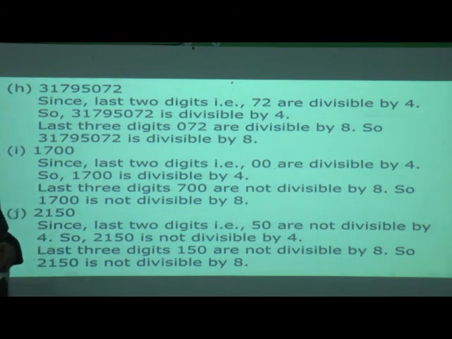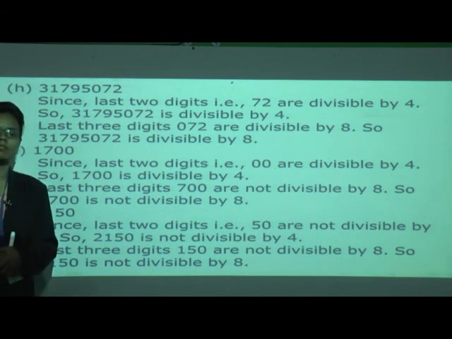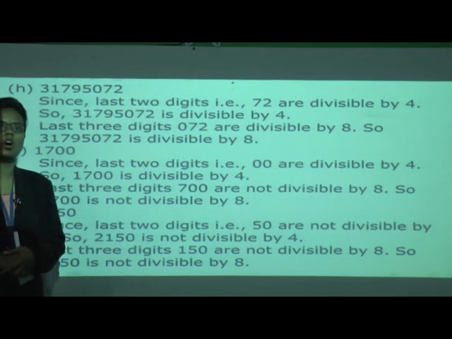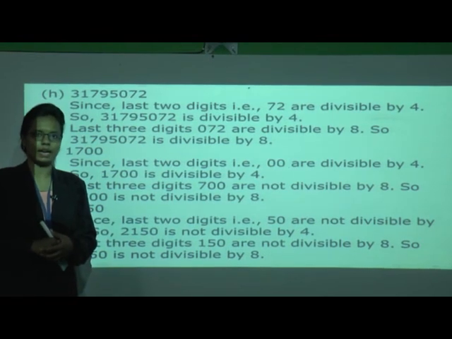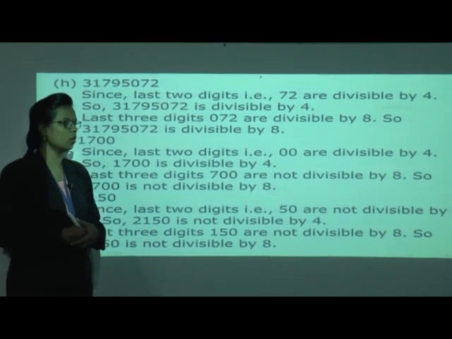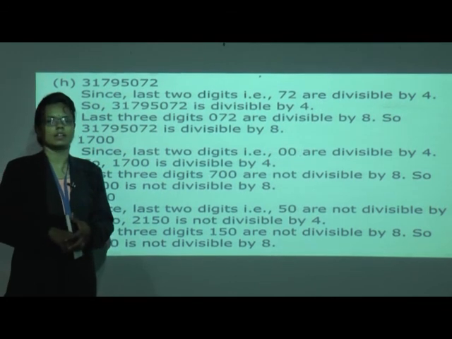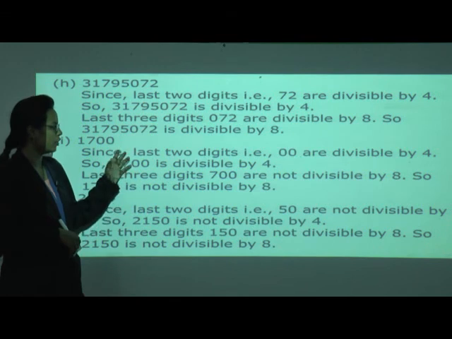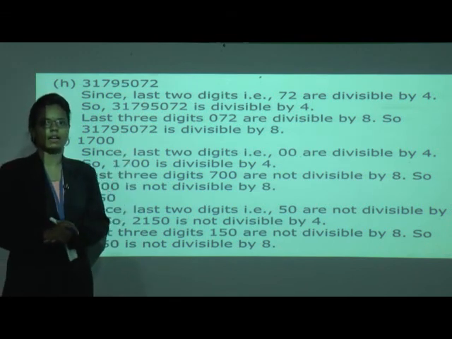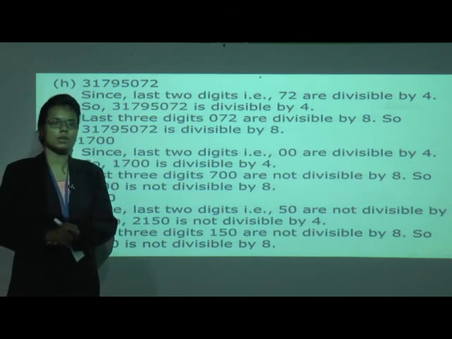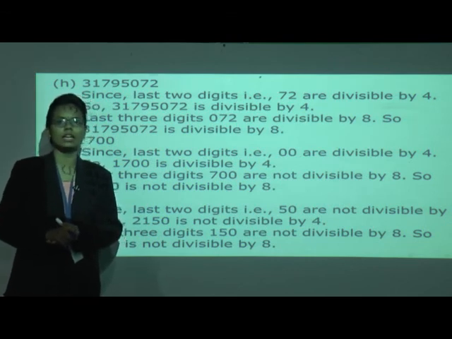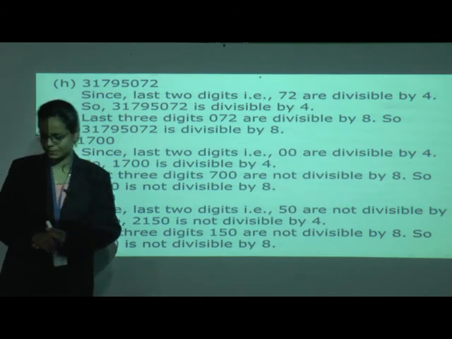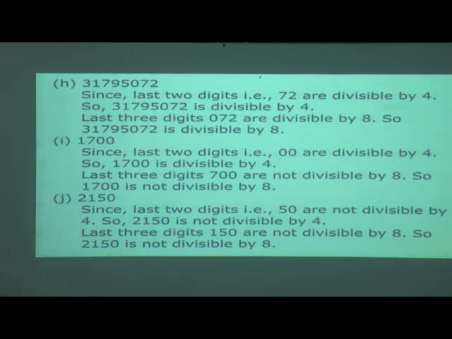So in this question we have seen the divisibility rules for 4 and 8. In the next sum we will see the next divisibility rule. A few examples I have solved here and explained to you. The remaining examples which were given in your textbook, you need to practice, and if you have any doubts you are free to ask. Okay, let us go to the next question.